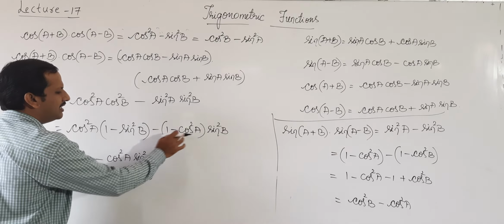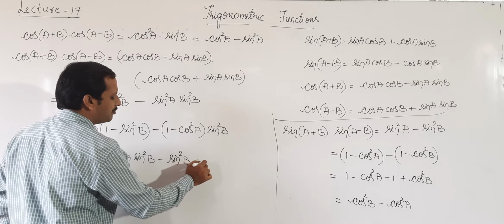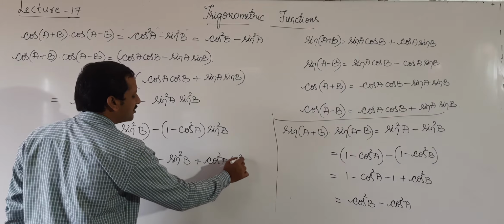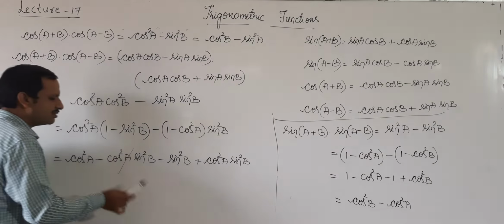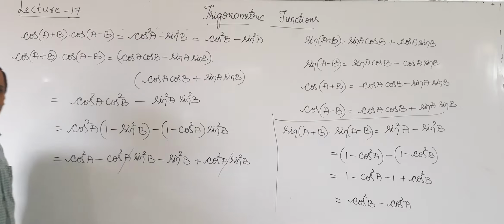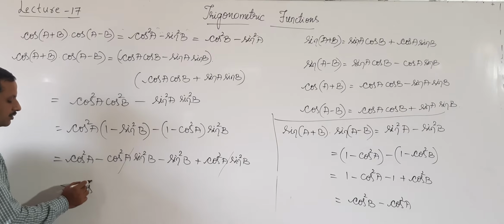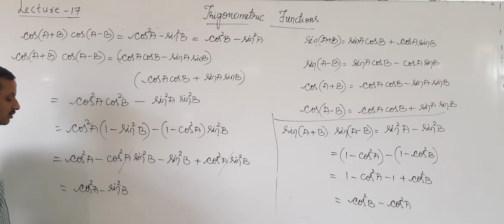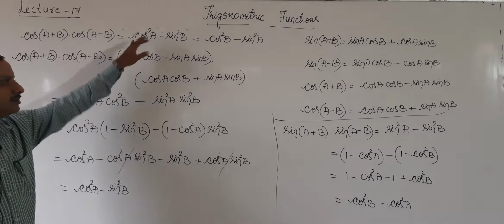Here minus 1 into sin square B will be minus sin square B, and minus and minus plus cos square A into sin square B. So here minus cos square A sin square B, here plus cos square A sin square B, those two get cancelled. So this is equal to cos square A minus sin square B. Okay, so we have proved this result.